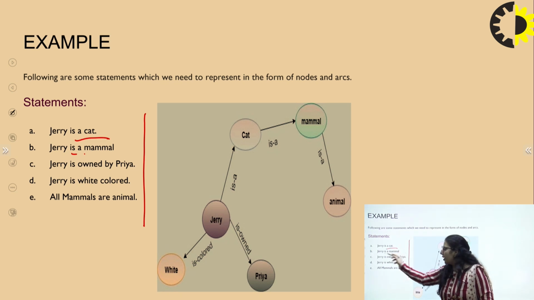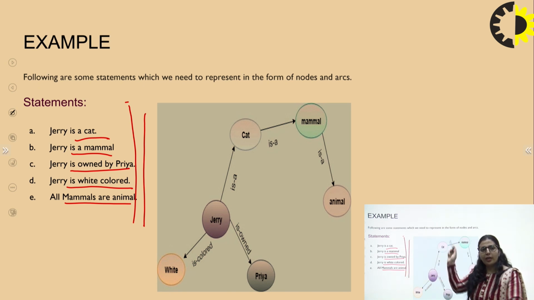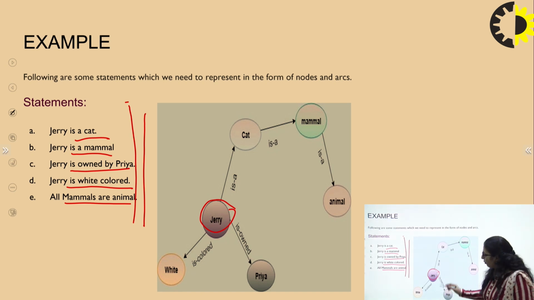Jerry is a cat, Jerry is a mammal, Jerry is owned by Priya, Jerry is white in color, and all mammals are animals. Now these facts need to be stored in a graphical form. How are they stored? We are talking about Jerry. Jerry is an object.